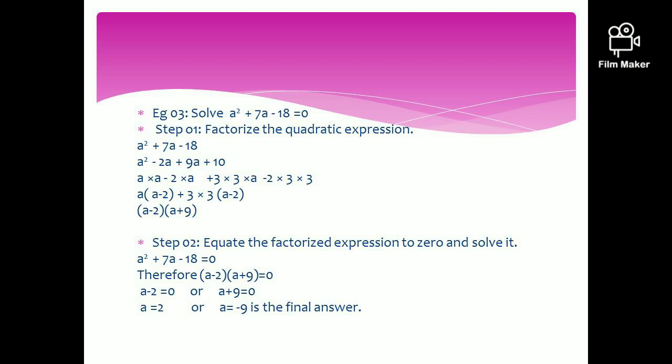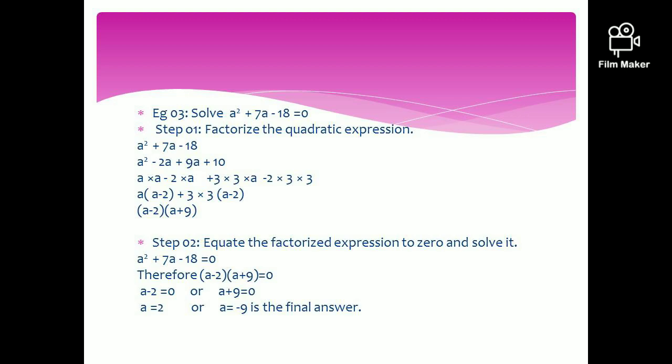Then from the first two terms you can see a is common. If you take a out, it turns into a minus 2. From the next two terms, 3 into 3, which is 9, is common. Therefore if you take 9 out, a minus 2 is common. Then you can take a minus 2 out, which gives the factors (a minus 2)(a plus 9). In step number 2, instead of the quadratic expression a squared plus 7a minus 18, replace it with the factorized form (a minus 2)(a plus 9). So this quadratic equation turns into (a minus 2)(a plus 9) equals 0.